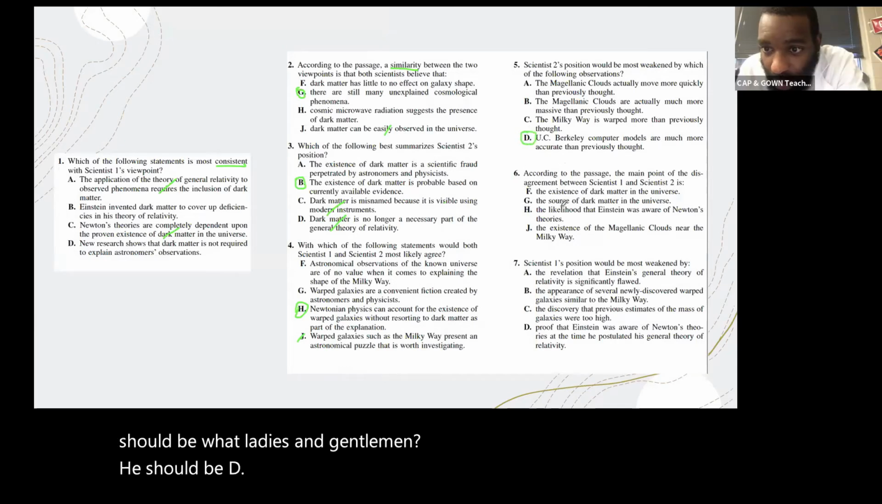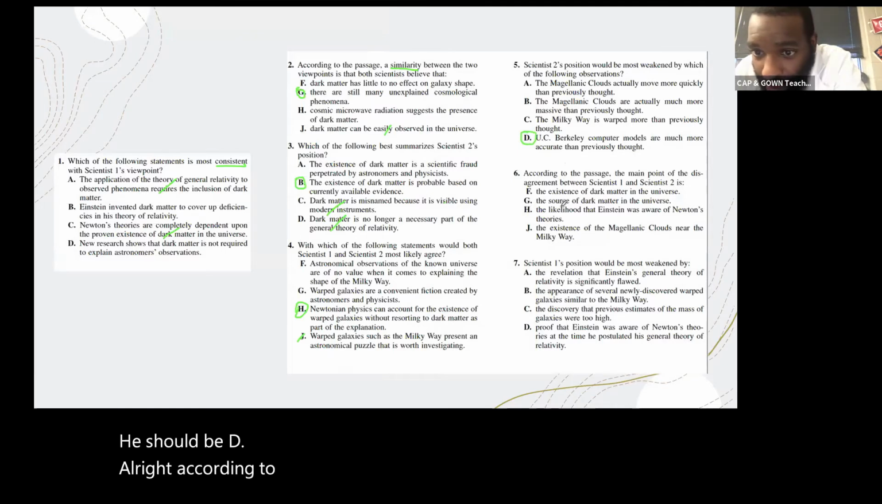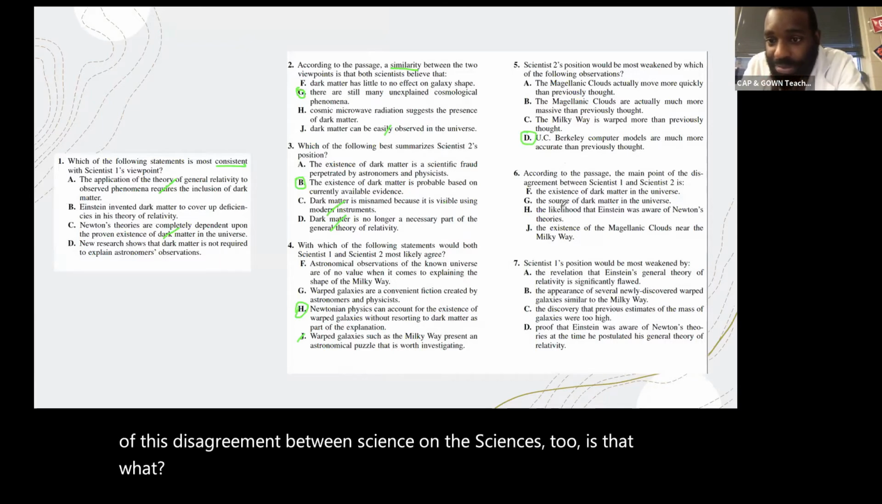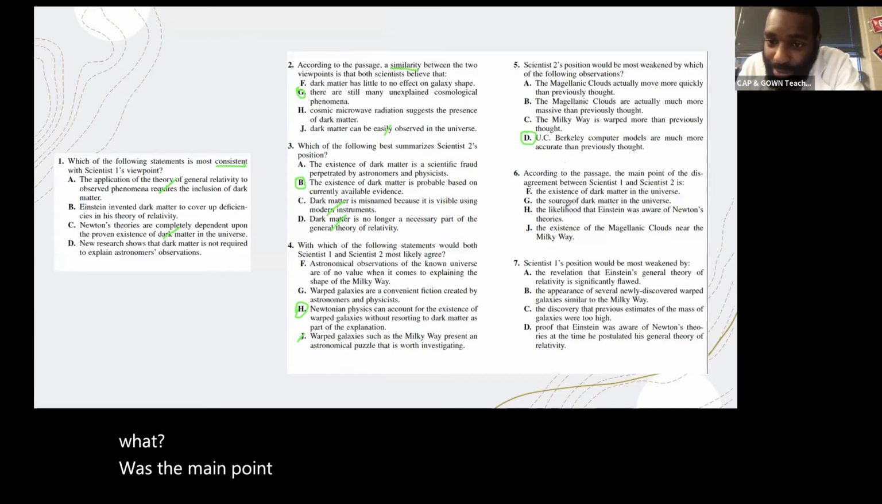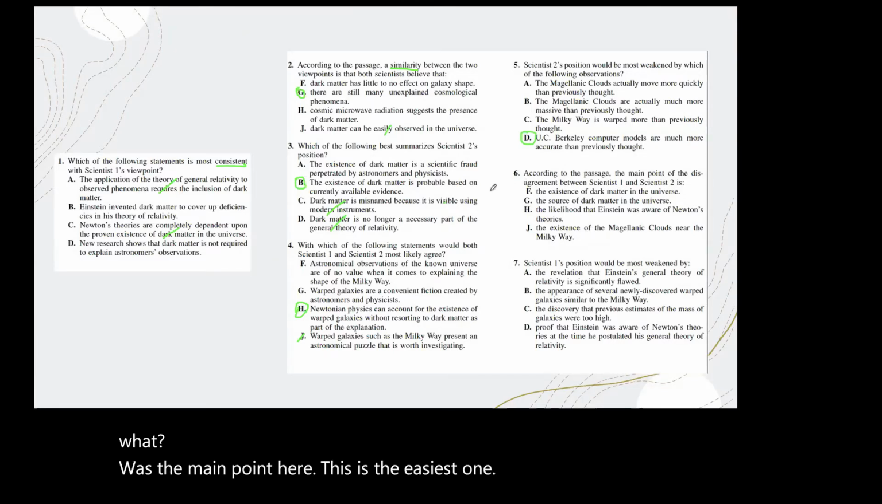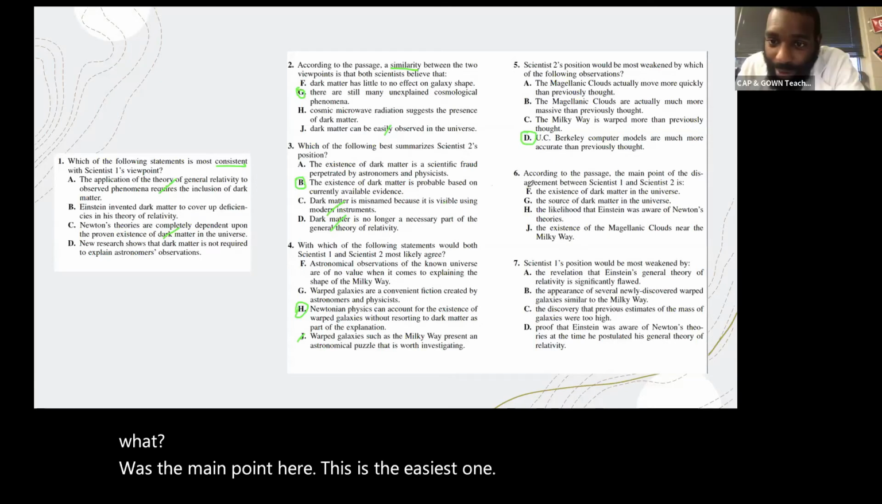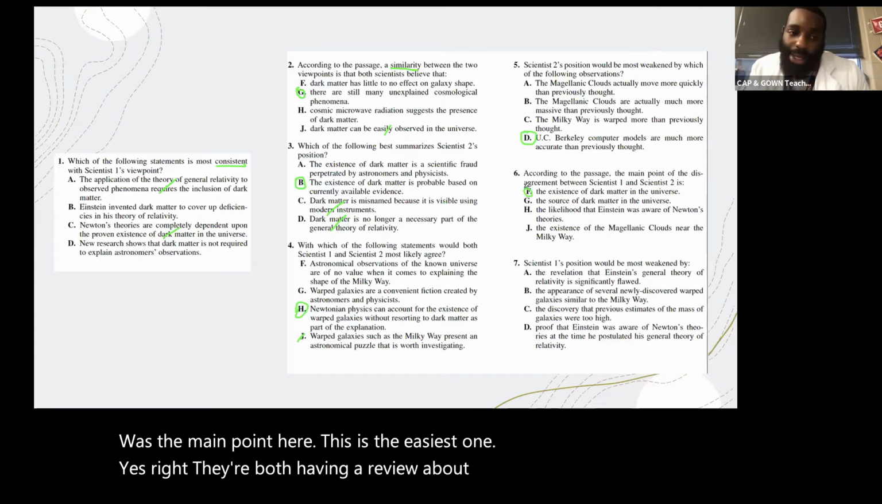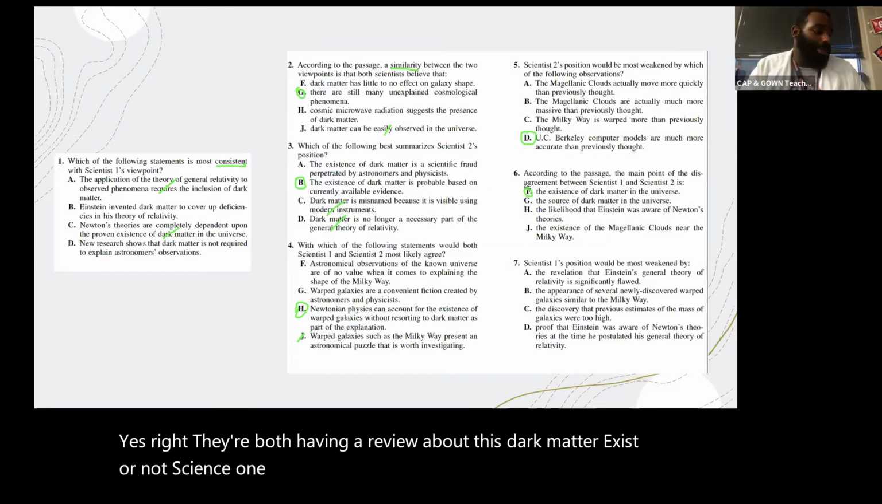All right. According to the passage, the main point of this disagreement between scientist 1 and scientist 2 is that what? What's the main point here? This is the easiest one. F. F, all right? They're both having a dispute about whether dark matter exists or not. Scientist 1 believes it does not. Scientist 2 believes that it does.